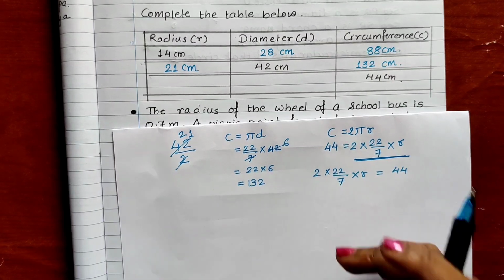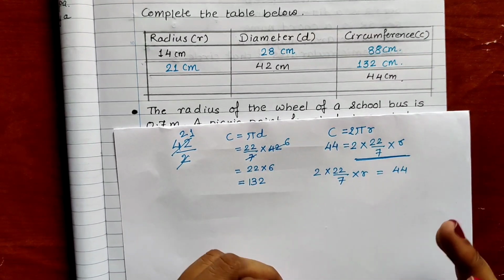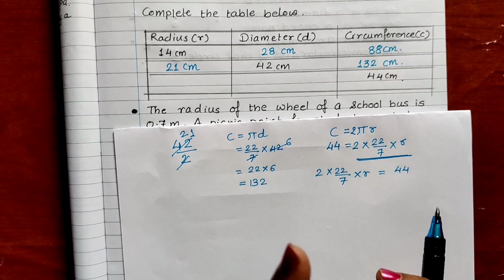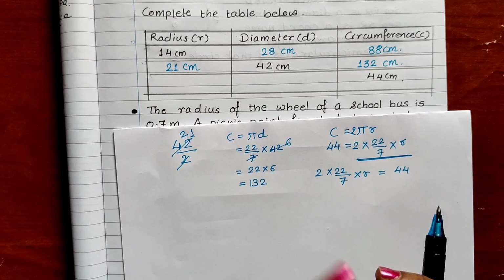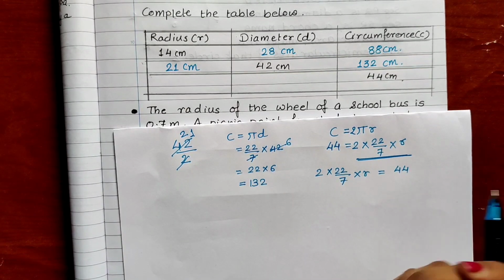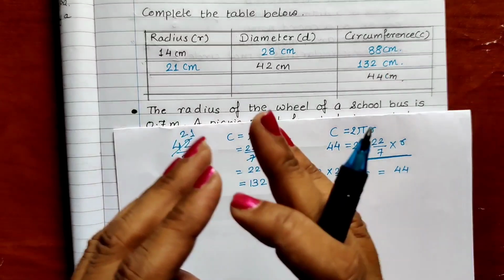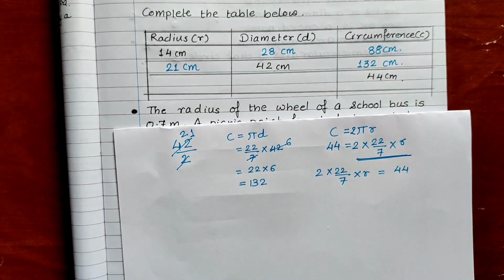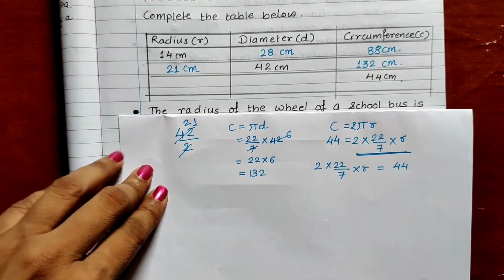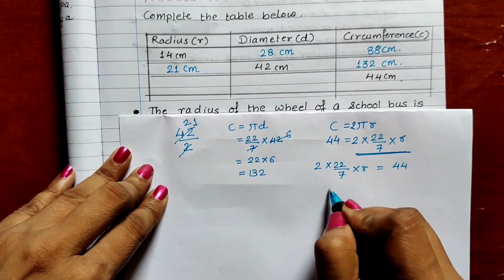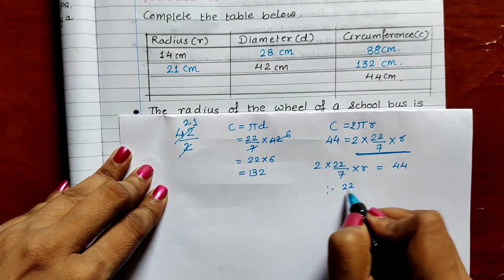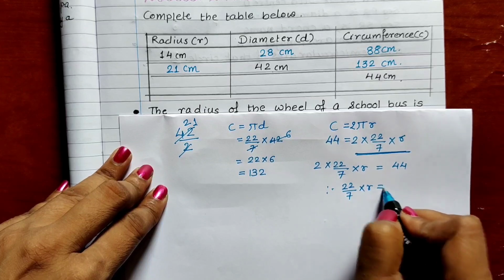Full side is exchanged, so we don't require to change the operation in them. If multiplication is there, keep multiplication as it is. If division is there, keep division as it is. When we transfer one number at a time, that time we have to change the operation. Otherwise, you don't require to change the operation if you are interchanging full side from left to right and right to left. Now we will be transferring one number at a time. So I will be writing 22 upon 7 into r is equal to 44.